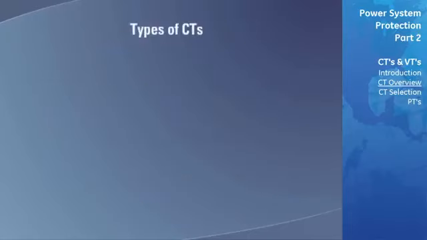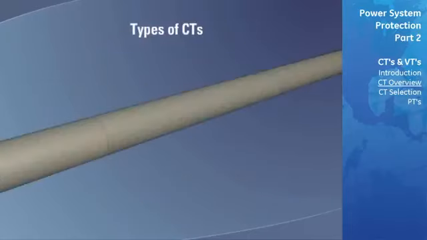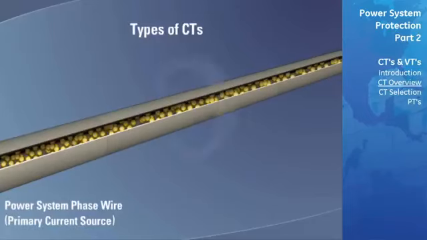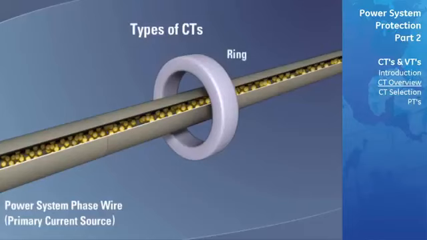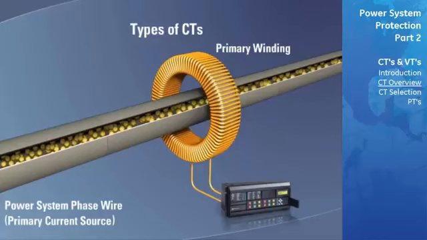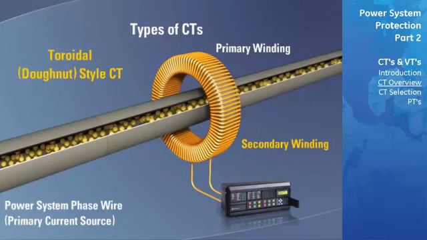Types of CTs. A common current transformer construction is one in which the power system phase wire is passed through the hole in the center of an annular core or ring, which is called a window. This forms the primary winding. A second insulated wire is then wound around the core and then brought to the relay for measurement. This is known as the secondary winding. A CT with this type of construction is typically referred to as a toroidal or donut style of CT.